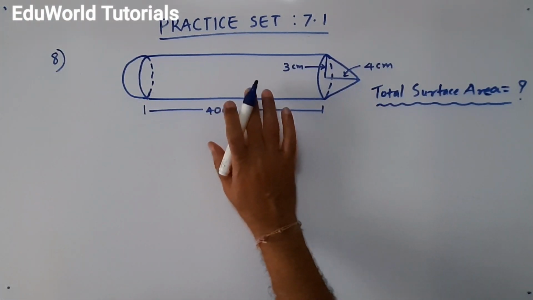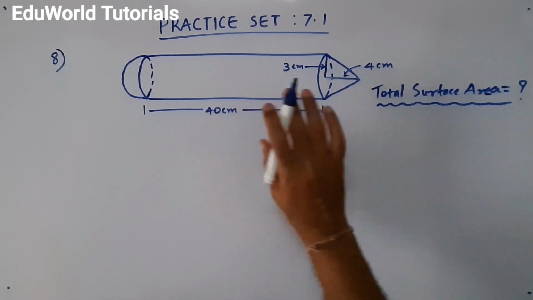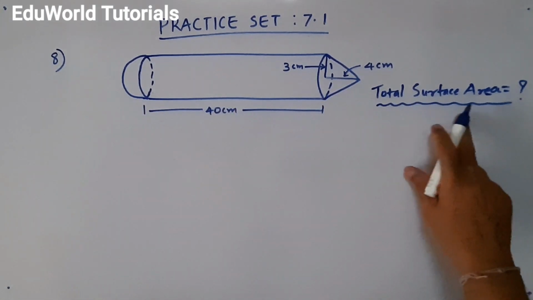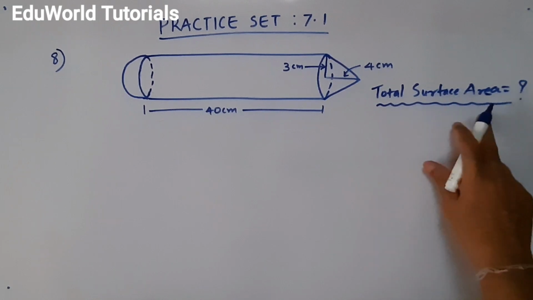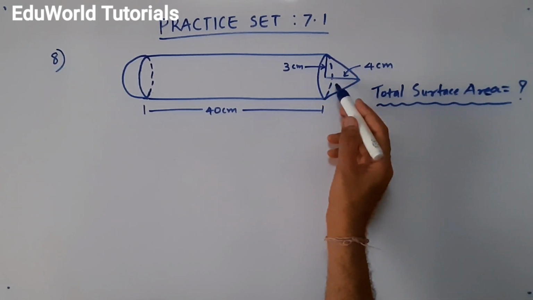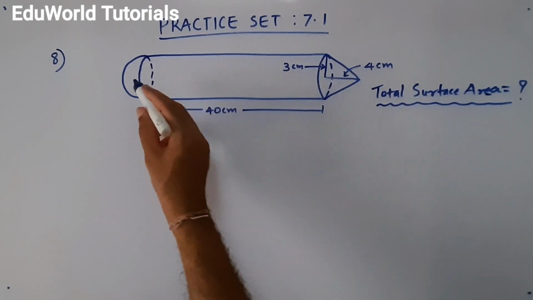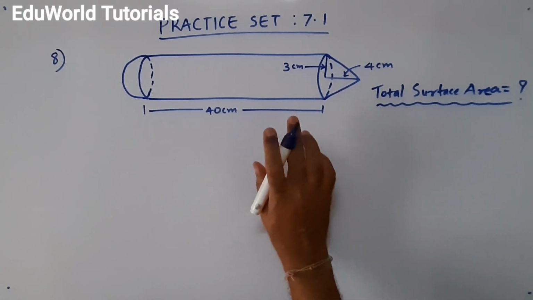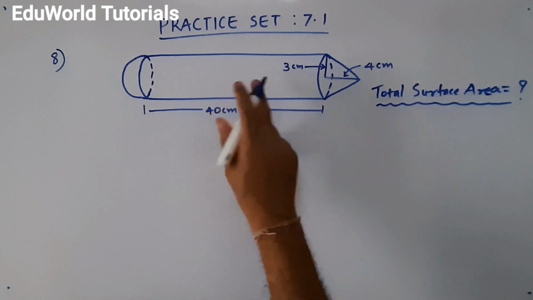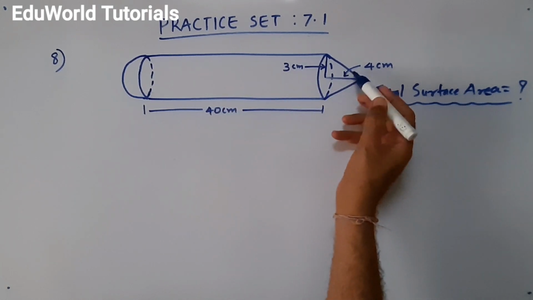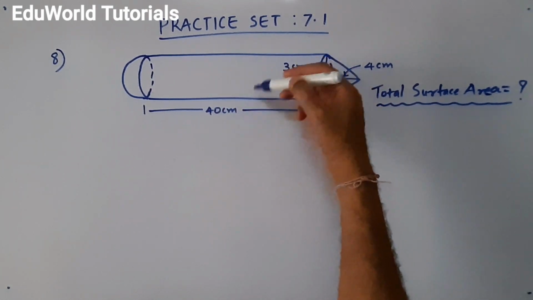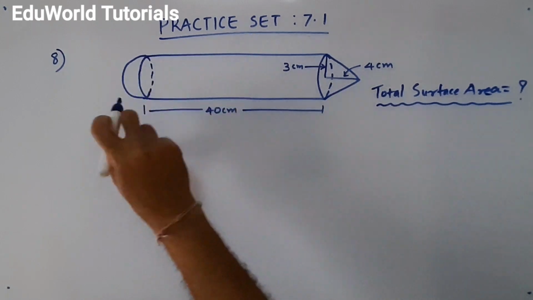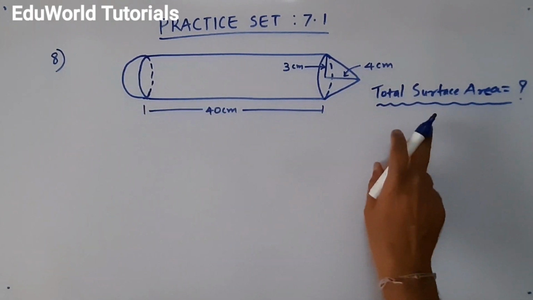So in the exam, the students who did not understand the meaning of total surface area found the total surface area of the cone, the cylinder and the hemisphere, and then they added, which is completely wrong. Total surface area of this solid figure is the curved surface area of cone, curved surface area of the cylinder, and the curved surface area of the hemisphere. That is the total surface area.